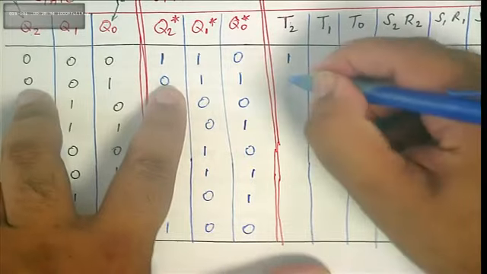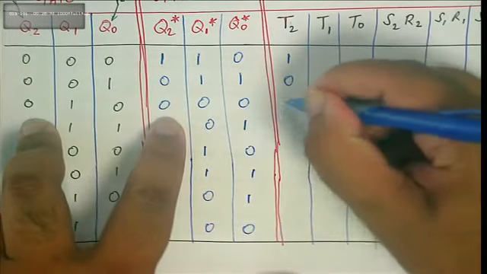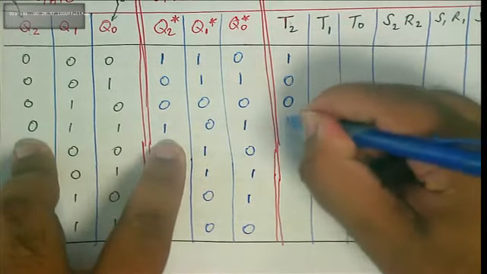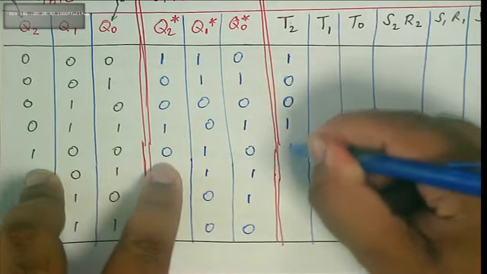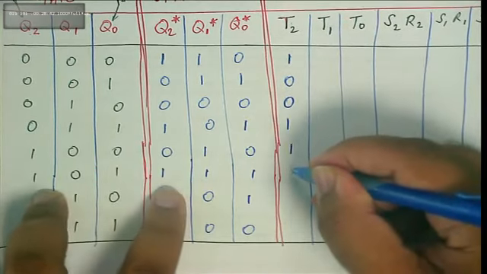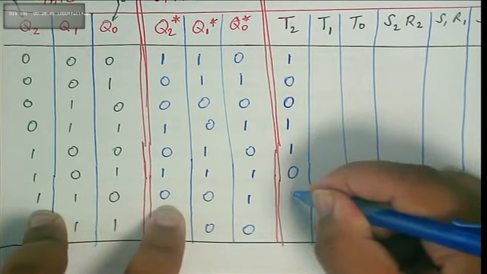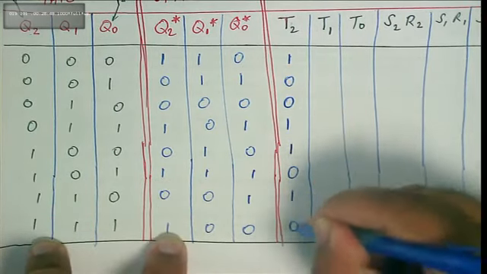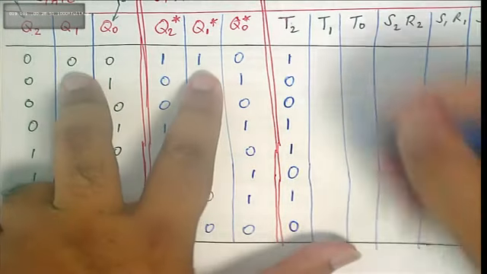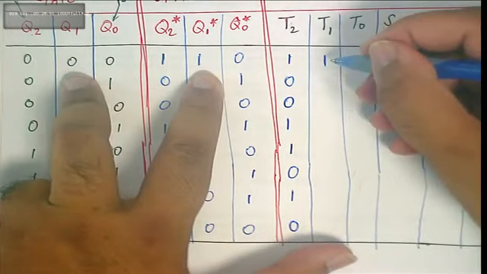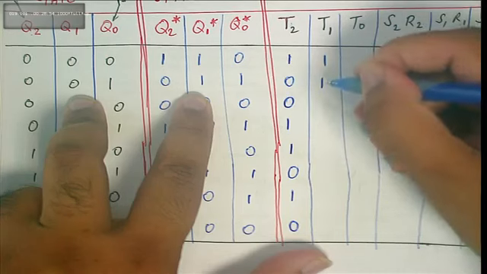Let's do this. 0, 0 will give you a 0. 0, 1 will give you a 1. 1, 0 will give you a 1. 1, 1 will give you a 0. 1, 0 will give you a 1. 1, 1 will give you a 0. Let's look at these two. 0, 1 will give you a 1. 0, 1 will give you a 1. Do you see what I'm doing now?